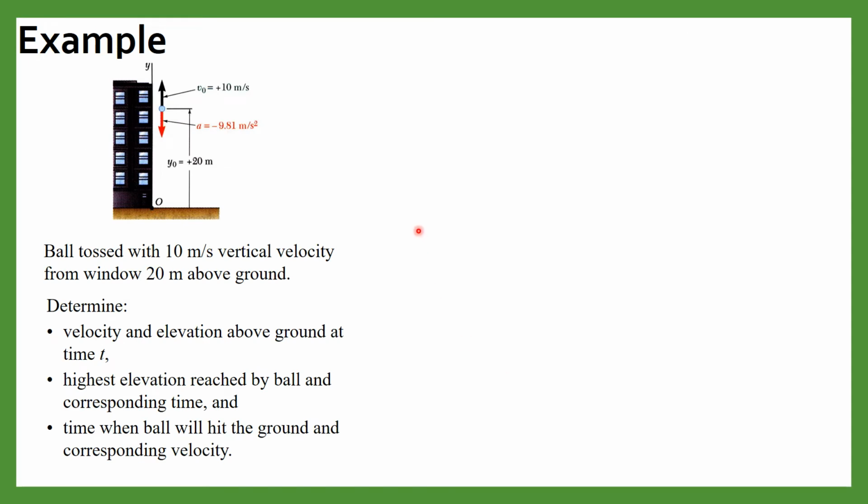Now let us do an example. So this is the problem. A ball is tossed with 10 meter per second vertical velocity from a window 20 meter above the ground. Here we have a window, and from this window we toss this ball with a velocity of 10 meter per second. And what do we need to find? We need to find the velocity and elevation above ground at time t.